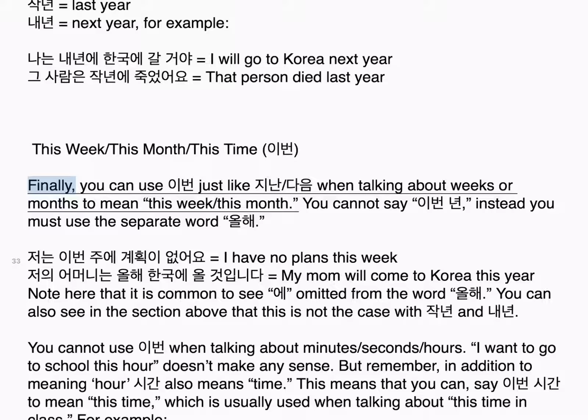This week, this month, this time: 이번. Finally, you can use 이번, just like 지난 and 다음, when talking about weeks or months to mean this week, this month. You cannot say 이번 년. Instead, you must use the separate word 올해. 저는 이번 주에 계획이 없어요. I have no plans this week. 저의 어머니는 올해 한국에 올 것입니다. My mom will come to Korea this year.